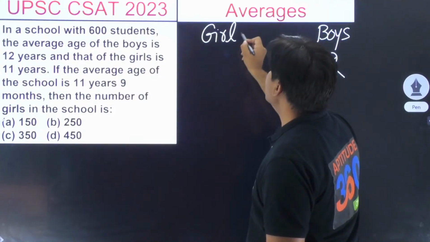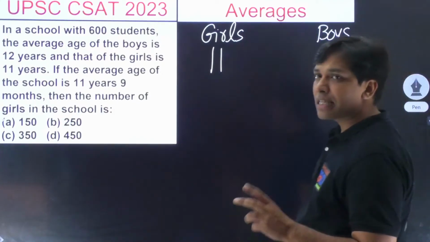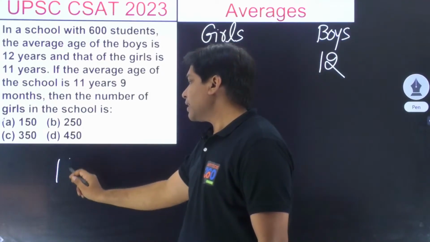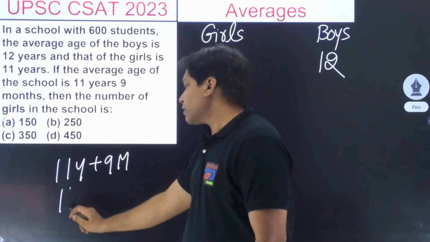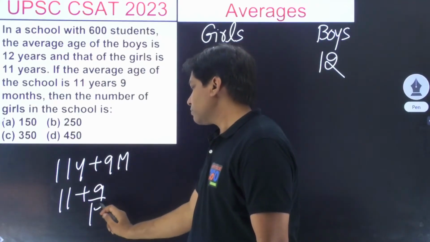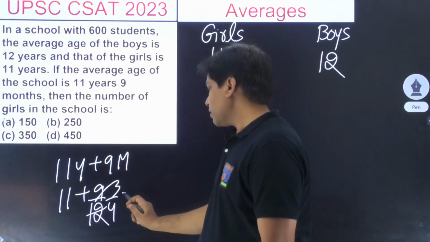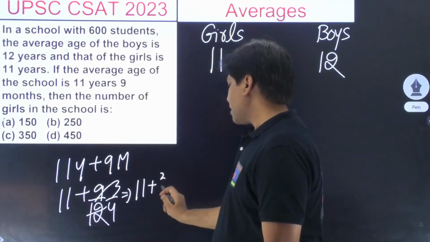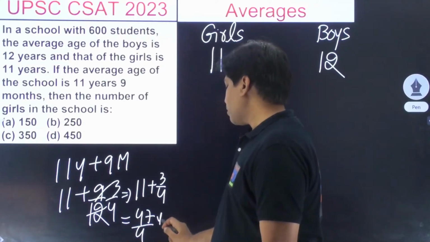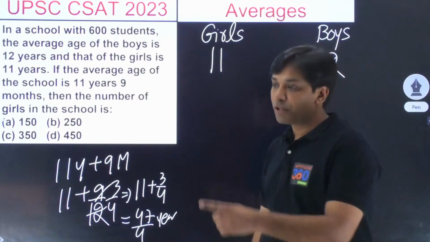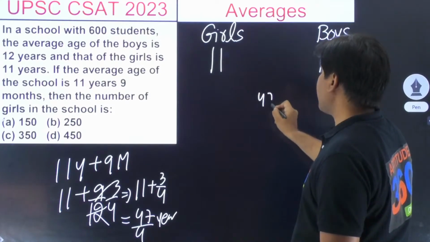Average age of boys is 12 and girls is 11. If the average age of the class is 11 years 9 months, how do we convert 11 years plus 9 months? इसी को convert कर दो ना, 9 by 12 कर दो, which is 3 by 4. So which is 11 plus 3 by 4. If you simplify, this is 47 by 4 years. So Vishal, Muskan, you guys are getting the answer. How about others? So I'm going to write this one as 47 by 4.